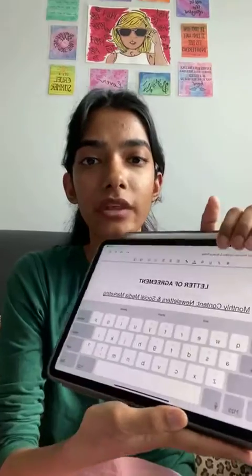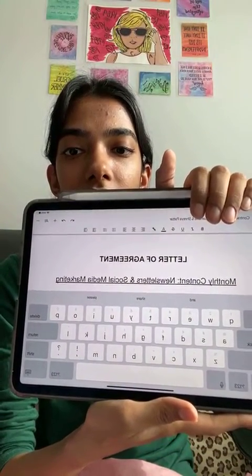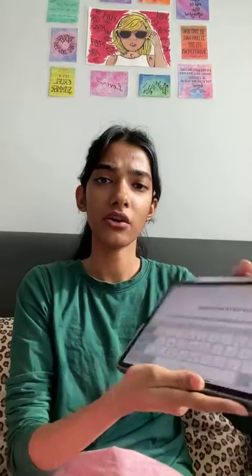Okay, one second. I really should have planned for this earlier. So this is what this letter of agreement looks like for me. I put letter of agreement on top, and below that I write a quick summary of what the scope of work is. It says monthly content, newsletters, and social media marketing. What that does is give a quick snapshot of what's in the complete contract. You can do it your way.